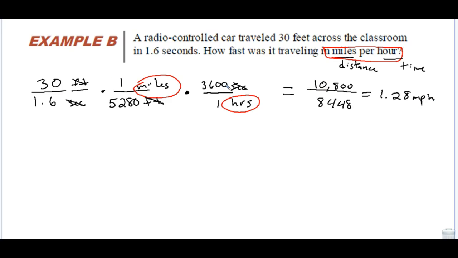I multiplied 3 by 3,600, not 30. So that makes it 108,000. Oops, that's not what I want. I want to remove this thing right here. So instead of 1.28, I should have 12.8 miles per hour. That seems much better. 1.28 seemed a little slow, so I had to go back and check my calculations. And it is 12.8 miles per hour, which seems okay for a radio-controlled car.